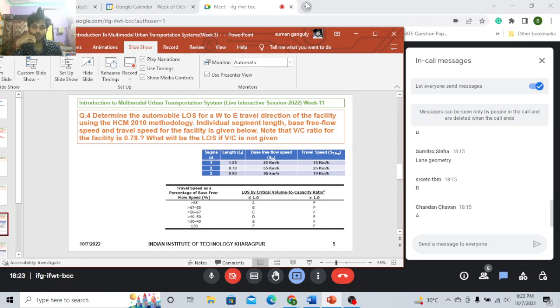What is the value? You can tell me what is the weighted average base free flow speed you got, that is S_f0 average, and then what is the travel speed, meaning the weighted travel speed you got. You can tell me.